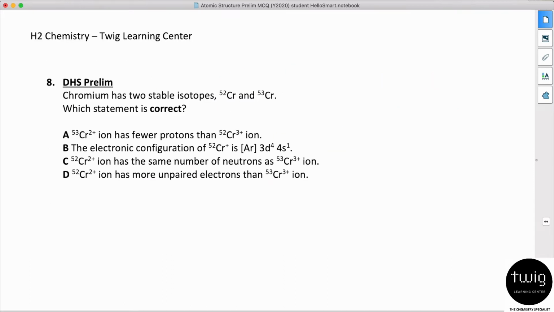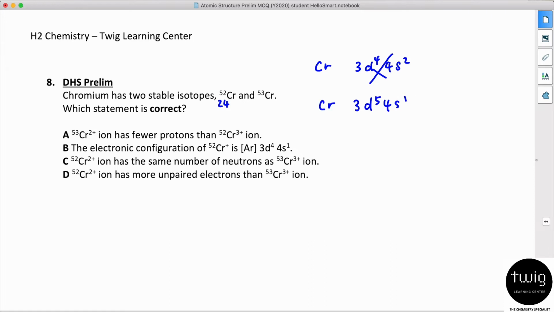Chromium has 2 stable isotopes. We need to recall chromium, whose proton number is 24. For chromium, the configuration you have to memorize is the anomaly. Instead of 4s2 3d4, the actual configuration is 3d5 4s1. This one you have to learn by heart.